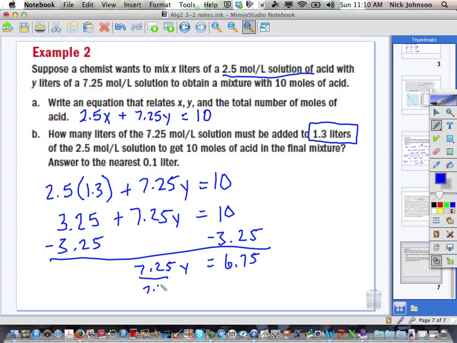And if I divide by 7.25, my y is going to be 0.93, and they just want us to go to the 0.1, so 0.9 liters. Okay, 0.9 liters. So, in order to get a 10 mole solution that contains 1.3 liters of my 2.5 mole per liter solution, it is only going to take 0.9 liters of 7.25 mole per liter solution.